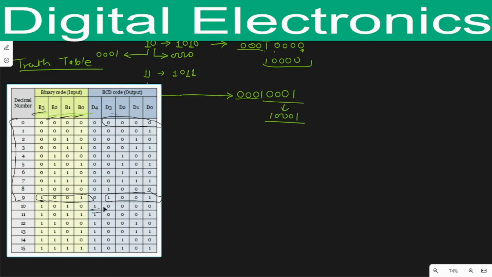After making the truth table, we will find the various equations for the outputs. Suppose I am finding the equation.